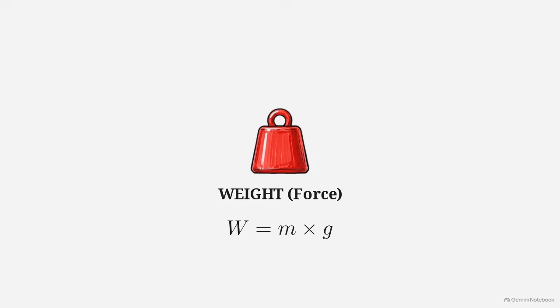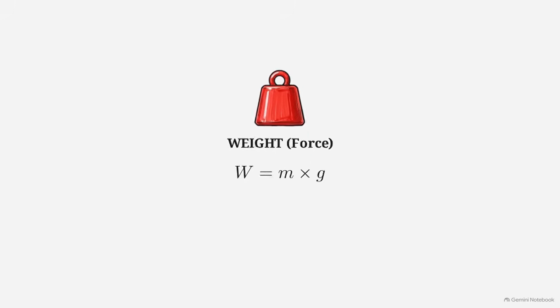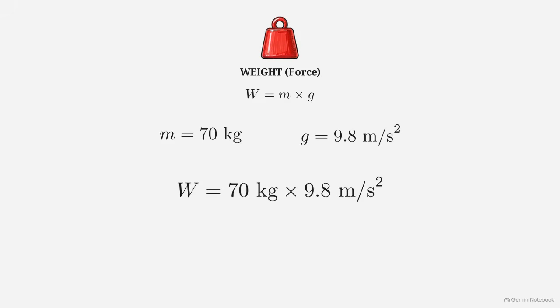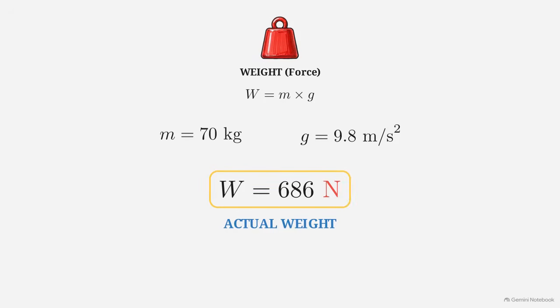Weight equals mass times the acceleration of gravity. For a 70-kilogram student on Earth, we multiply that mass by Earth's gravity, which is 9.8 meters per second squared. The result is 686 newtons. In the world of engineering, that is your actual weight.